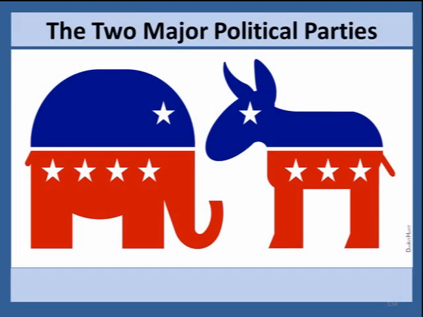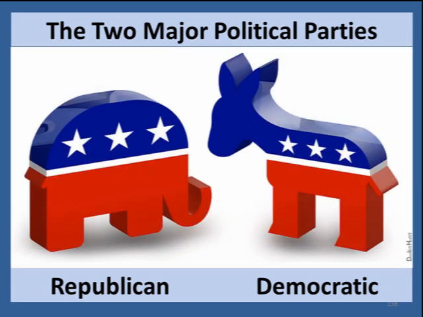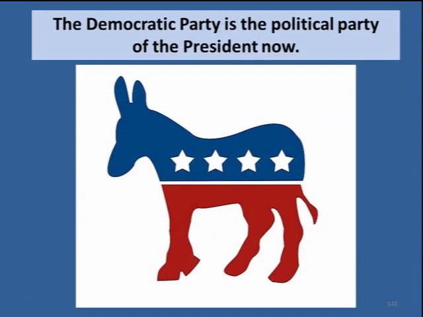The Executive Branch, Section 3. We will now begin the third section of Lesson 8. The two major political parties in the United States are the Democratic Party and the Republican Party. The elephant is the symbol of the Republican Party, and the donkey represents the Democratic Party. Since 1853, all presidents have belonged to one of these two parties. This slide shows the name of the political party the current president belongs to.